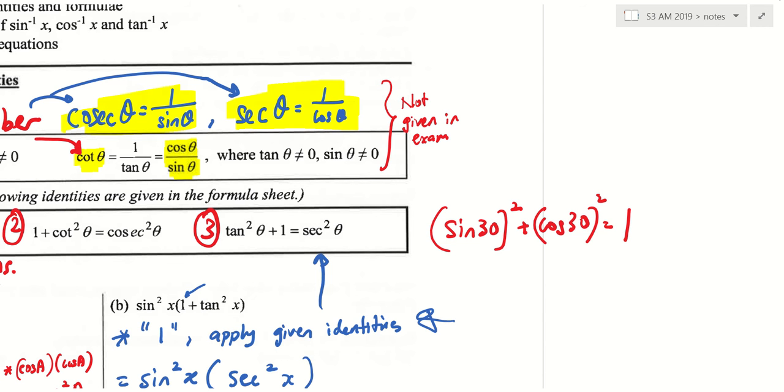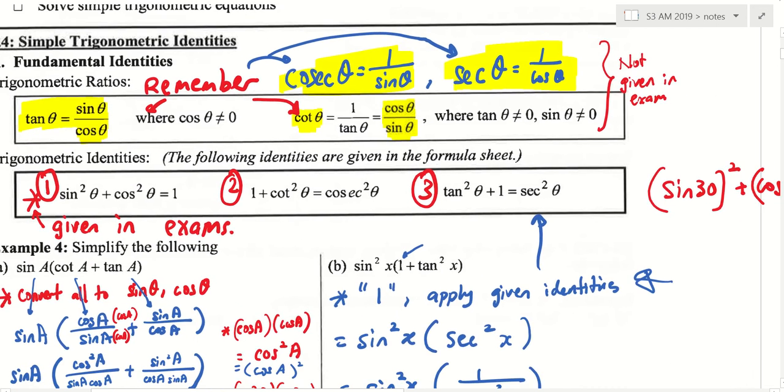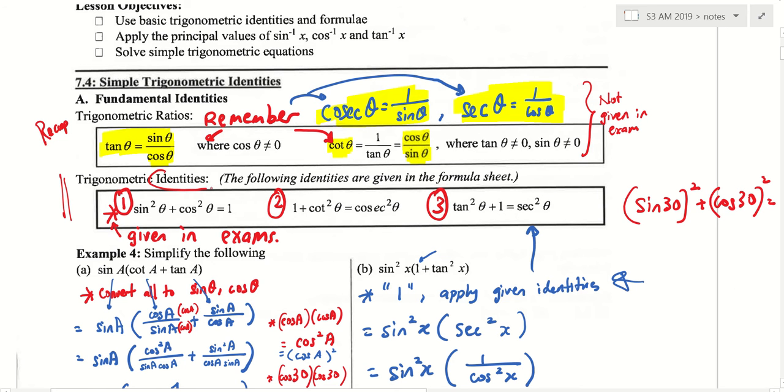And that is why this is called identity. Identity means I don't care what the angle is, it is always true. Now, I will show you how to use this later. But let's go through the first example.